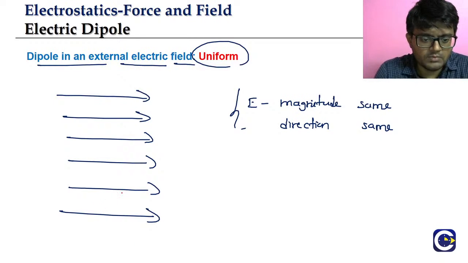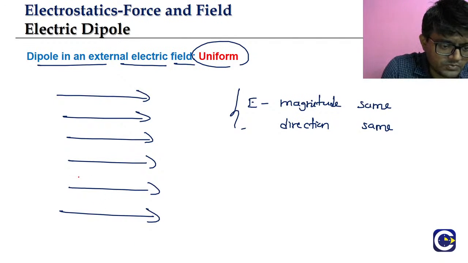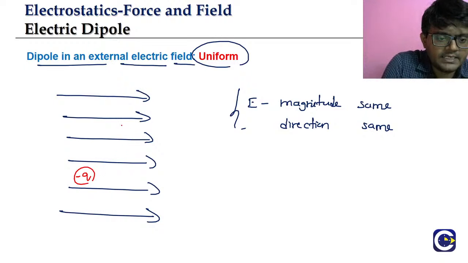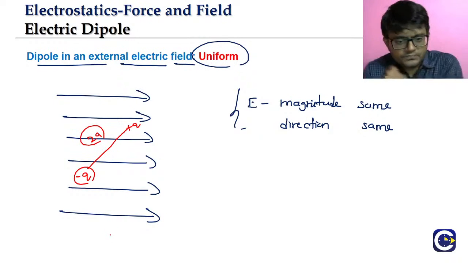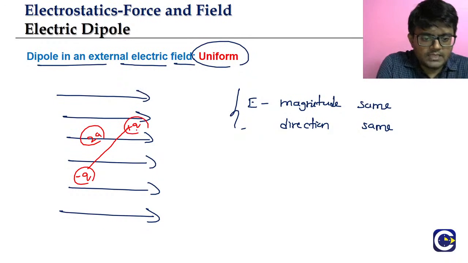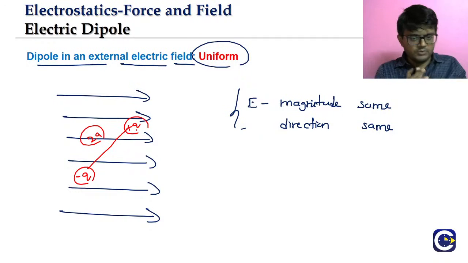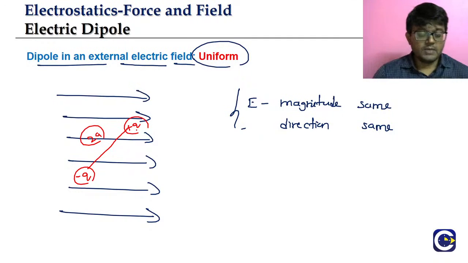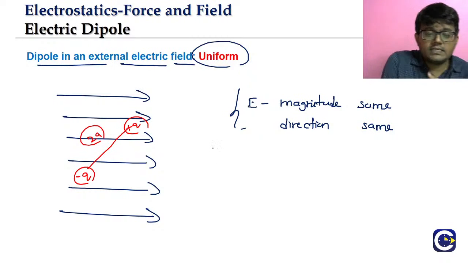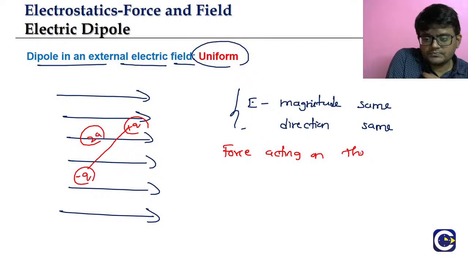இப்போ நம்ம ஒரு dipole இதுக்குள்ள எடுத்துட்டு வர போறோம். So look at this, இங்க minus q, இங்க என்னது plus q, இதுதான் dipole. ஓகேவா? Length of the dipole என்ன? 2a. So we brought a dipole into the uniform electric field. இப்போ என்ன தெரியுமா? First thing is we want to know what is the force acting on the dipole. Force acting on the dipole னு சொன்னா என்ன தெரியுமா?